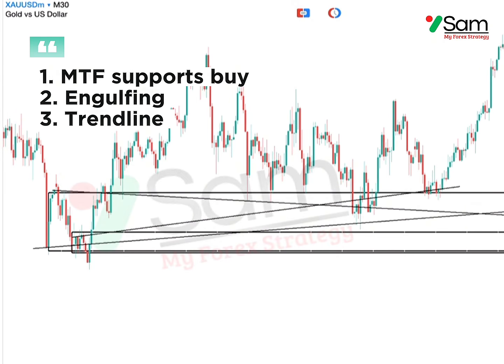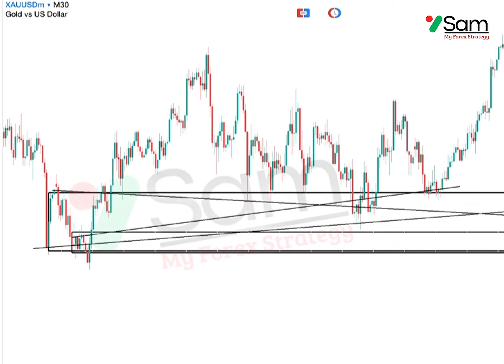Now for the entry execution. Simply wait for the market reaction at the engulfing and trendline area. Once a rejection candle appears, you can consider entering the trade. For the stop loss, place it below the rejection candle. As for the risk size, it depends on your own risk management, because you are the trader and you are the one responsible for the risk.